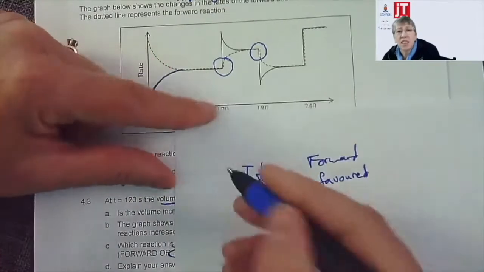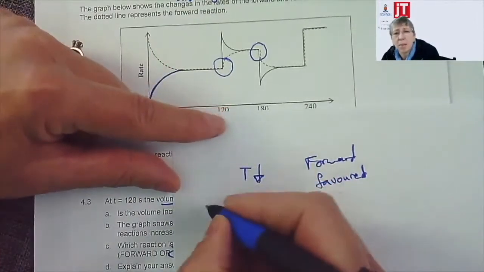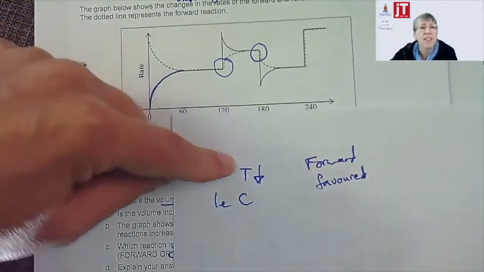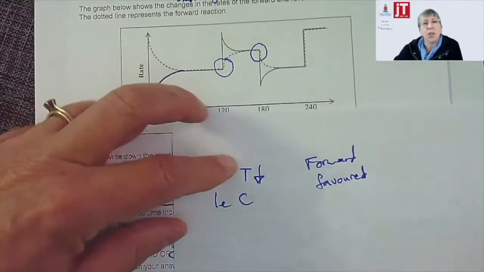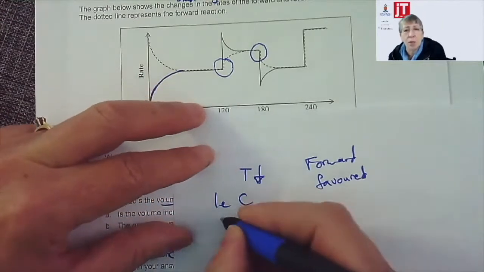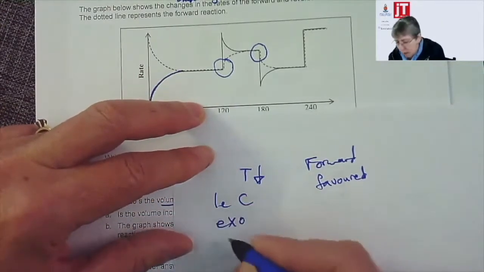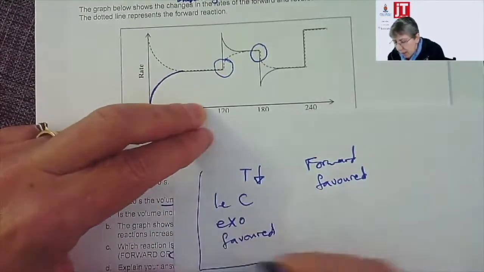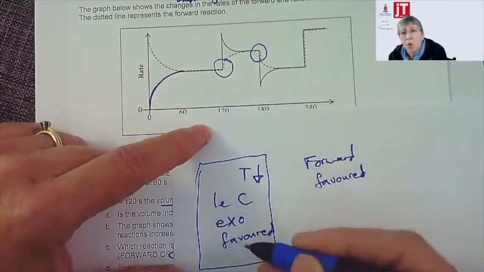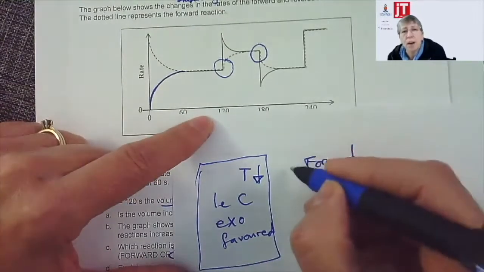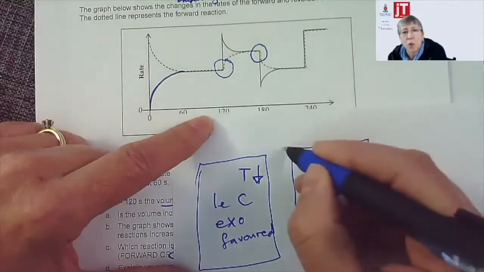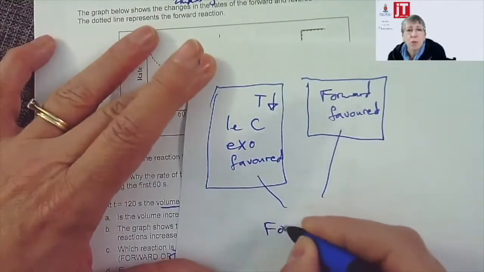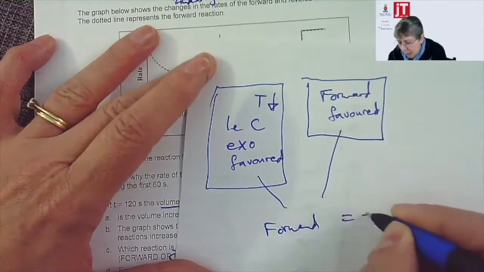Now, what does Le Chatelier tell me about any decrease in temperature? According to Le Chatelier, any decrease in temperature will make the system react to produce energy in order to increase the temperature, which tells me exothermic must be favored. Right. Now, a decrease in temperature will always favor exothermic, but my graph showed me that forward was favored. So immediately I can say that means forward is exothermic.